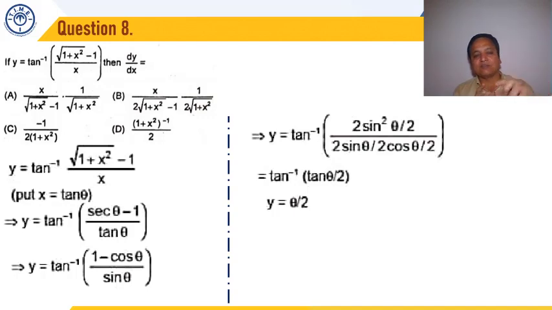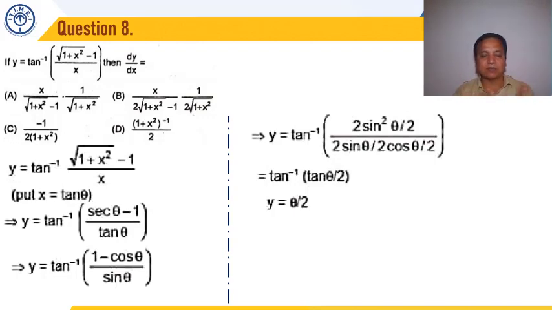And we had put x equal to tan theta. So we can say theta is equal to tan inverse x. So we just solve the expression, simplify the bracket. We get tan inverse tan theta by 2.